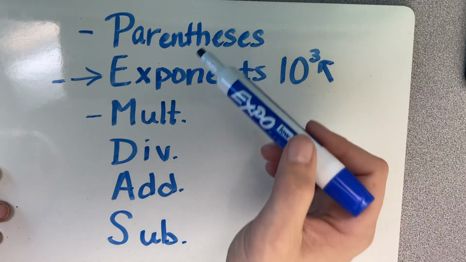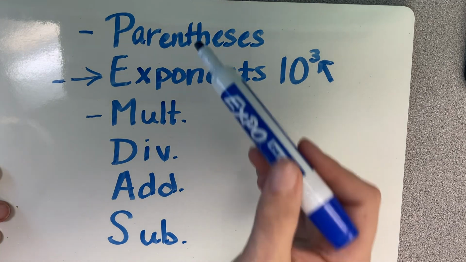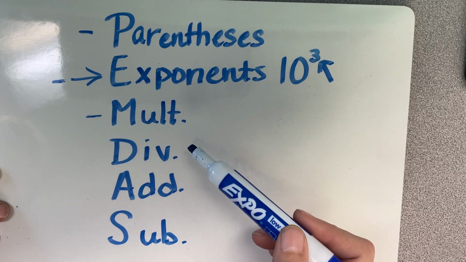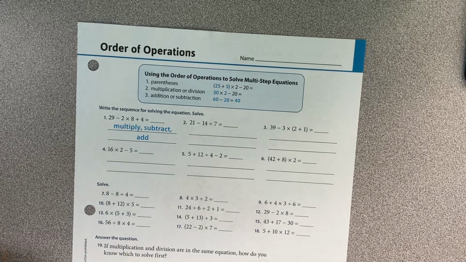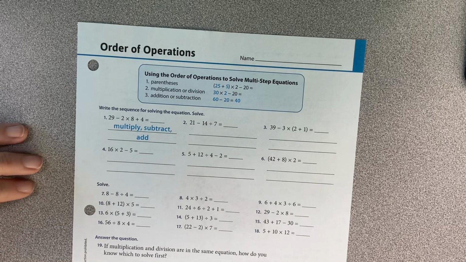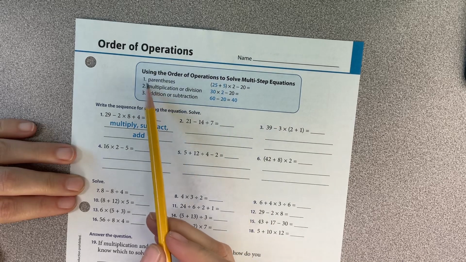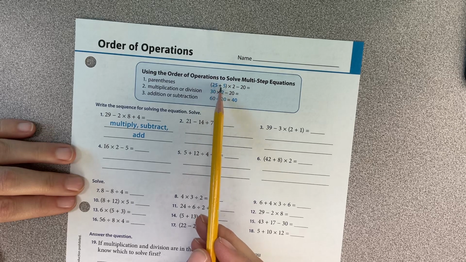So we want to remember, Please Excuse My Dear Aunt Sally: parentheses, exponents, multiplication, division, addition, and subtraction. That's going to help us a whole bunch on our paper today, which I'm going to bring back over here. On our paper today, it explains what these are at the top. It says, using the order of operations to solve multi-step equations. It tells us that we will do the parentheses first. So for this problem, we would take care of the 25 and the 5.